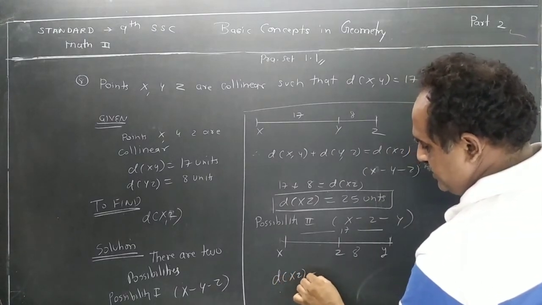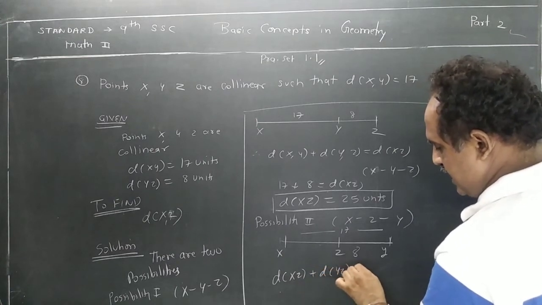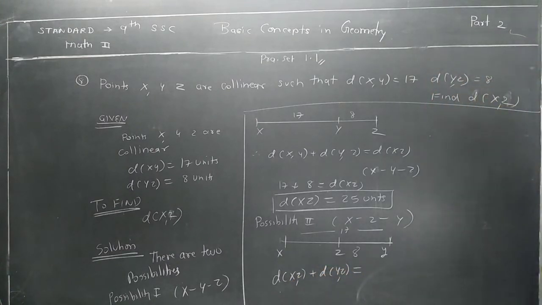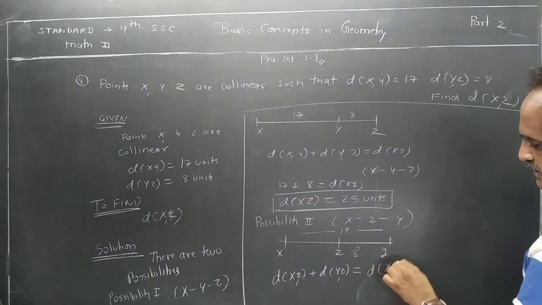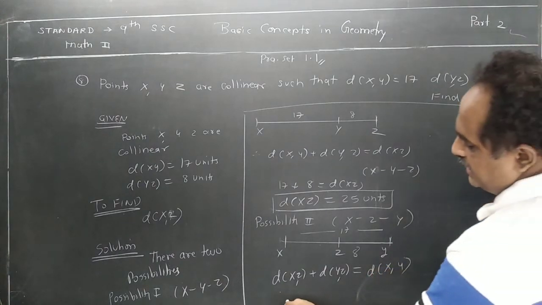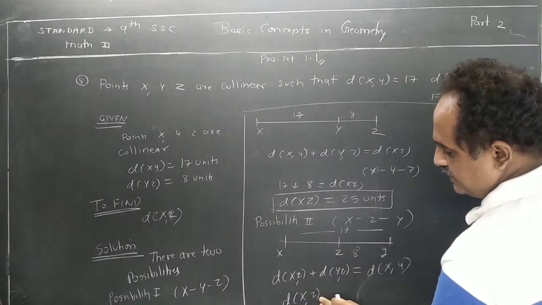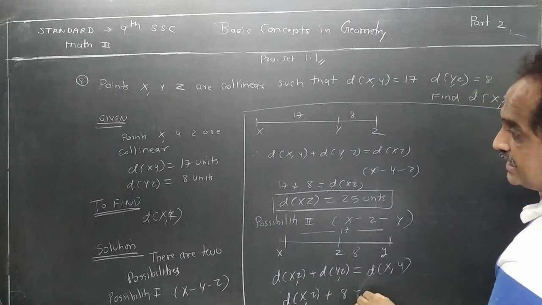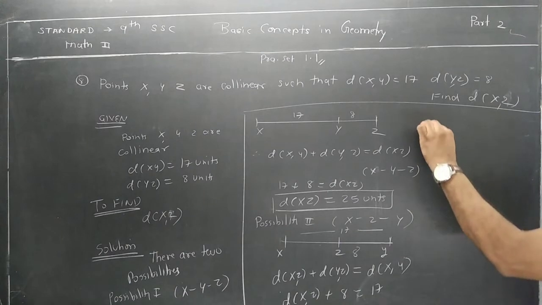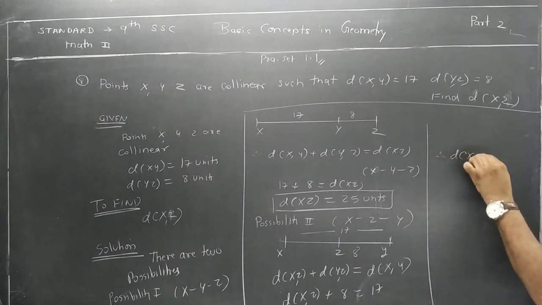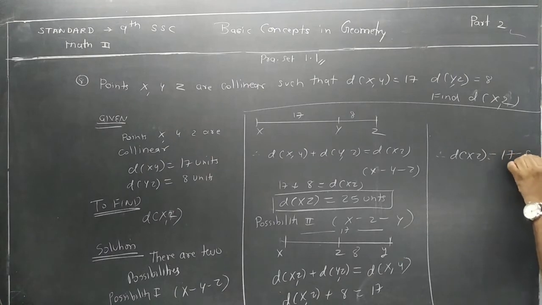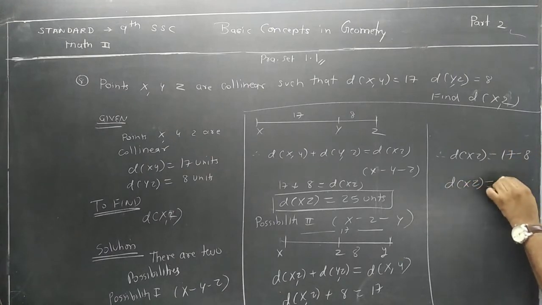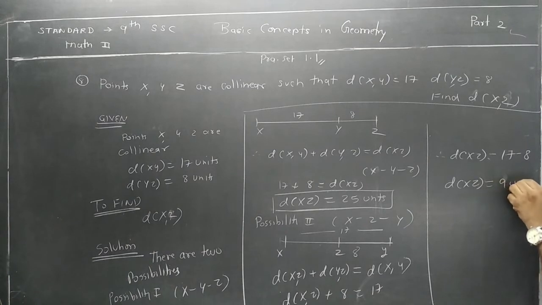So what will happen now? Distance XZ plus distance YZ, or distance between X and Z plus distance between Y and Z, is equal to distance between X and Y. So what will happen now? Distance XZ is I don't know, YZ is 8, is equal to 17. So therefore distance XZ is equal to 17 minus 8, or distance XZ is equal to 9 units is the answer for this question.